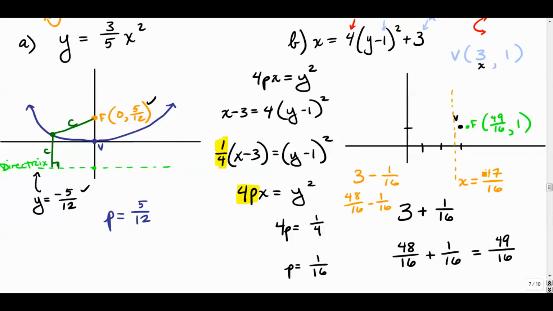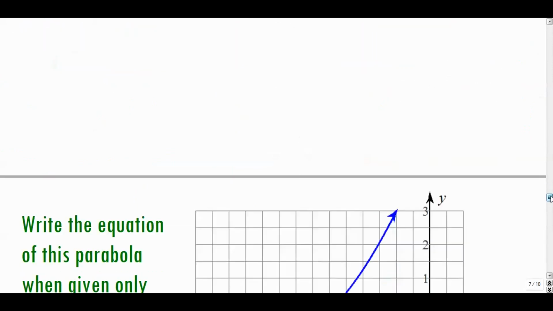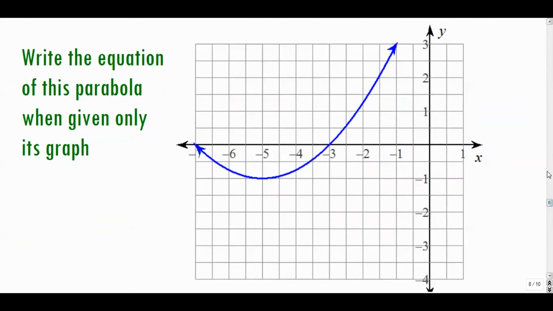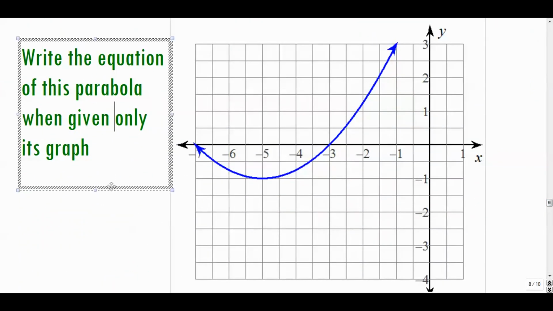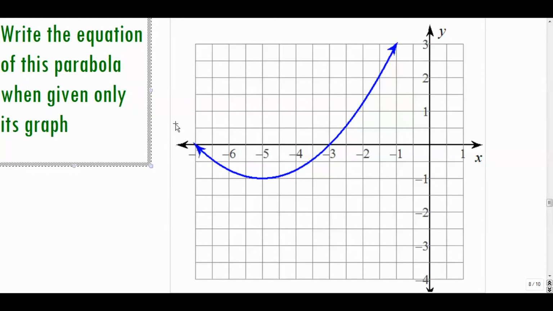Your directrix is x equals 47 over 16. Your focus is 49 over 16, comma 1. And again, this would be a parabola facing right, just like that. The focus is sort of tucked inside of that parabola. Cool. Moving on. Write the equation of this parabola when given only the graph.